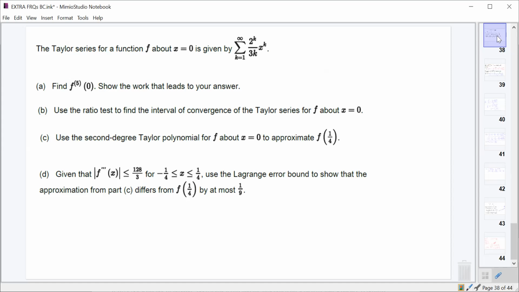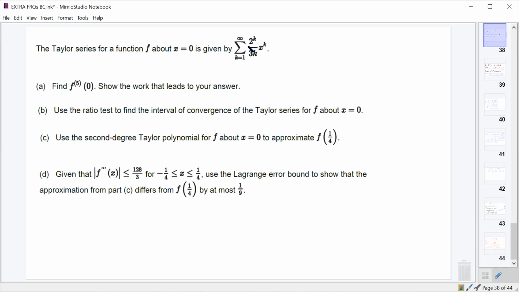Okay, so we are looking at the series 2 to the k over 3k times x to the k. First thing that we want to do here is find the fifth derivative of f at 0. In order to find our fifth derivative of f at 0, we should just need to think about what the terms of this series are when we get out to that fifth term.